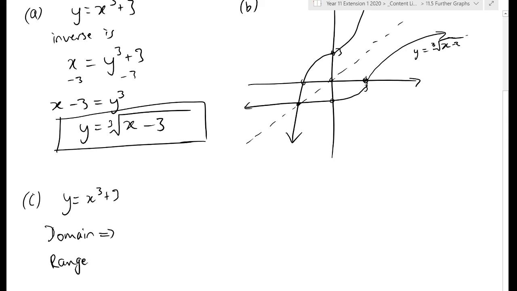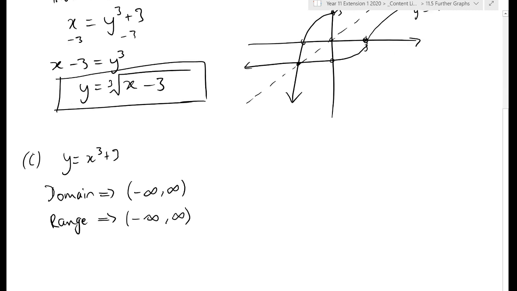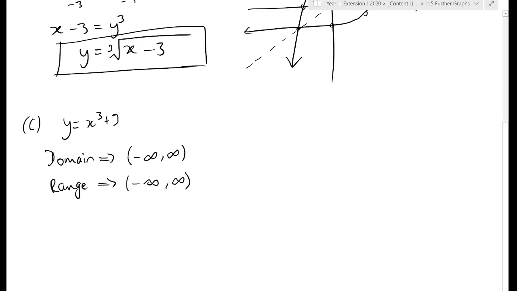Okay, so the domain for this one is all real x, or if we're going to use our bracket form, it is open brackets, negative infinity to infinity. Okay, and the range for this one is going to be all real y, so negative infinity to infinity as well.